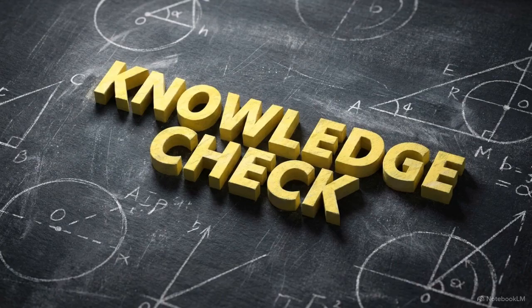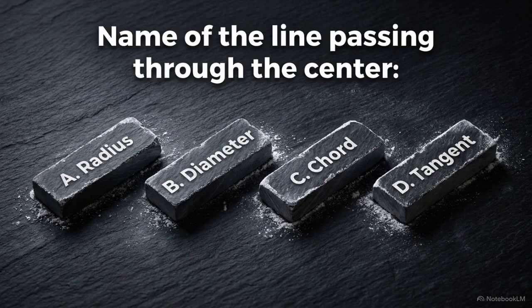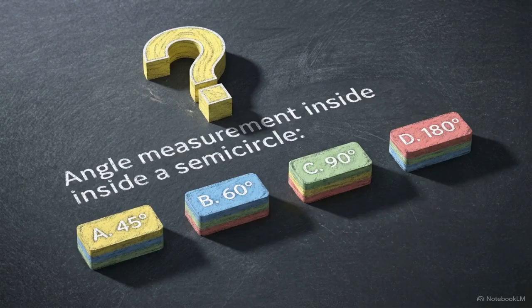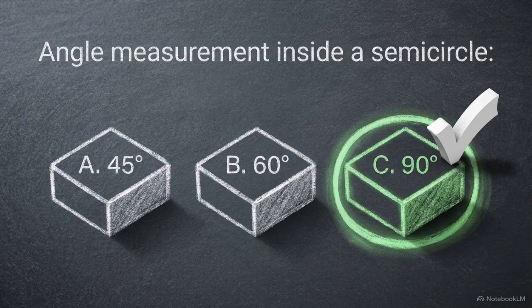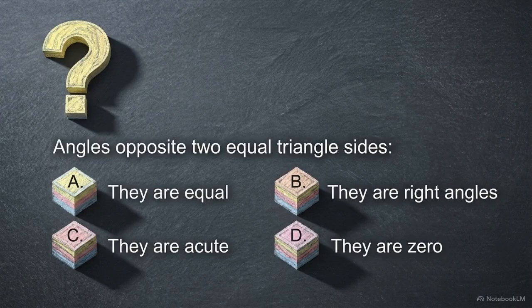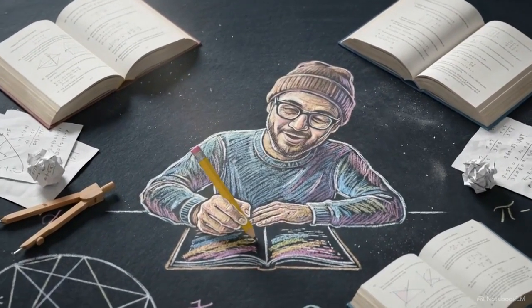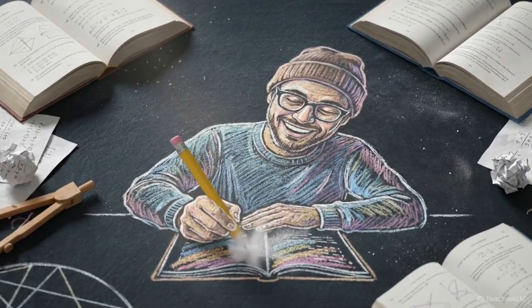Let us check what you have learned. Quick quiz 1. If a line passes through the center of a circle and touches 2 points on the edge, what is it called? The correct answer is a diameter. Quick quiz 2. When you have an angle inside a semicircle formed by a diameter, what is its measurement? It is always 90 degrees. Finally, quick quiz 3. If a triangle has 2 equal sides, what do we know about the angles opposite those sides? They are equal.